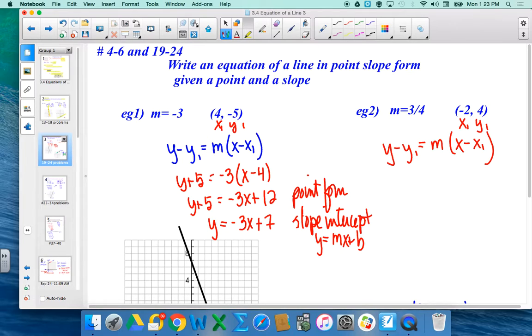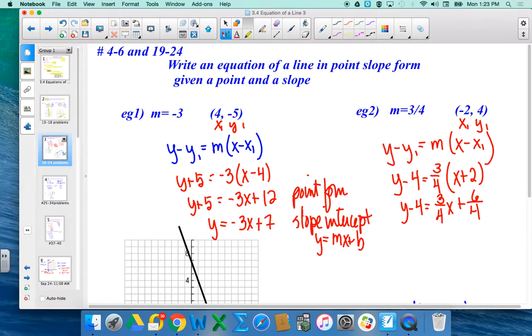George? Wait a minute. So y minus 4 is equal to 3/4 times x minus negative 2. So you got y minus 4 is equal to 3/4 x plus 6/4. Is that what you got? Alright. So that would be point-slope form.